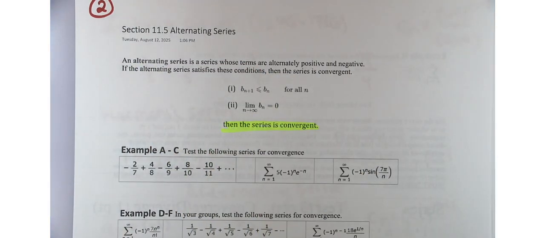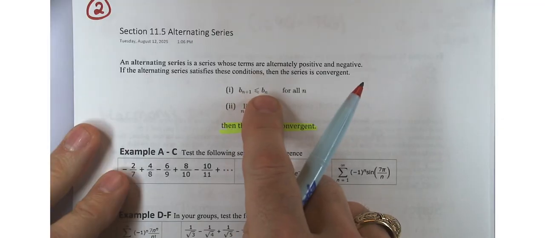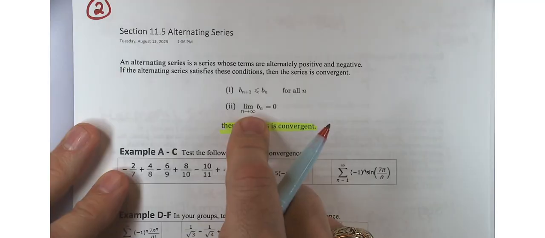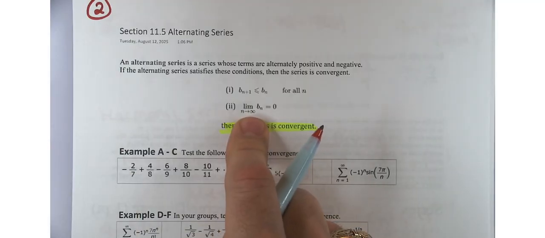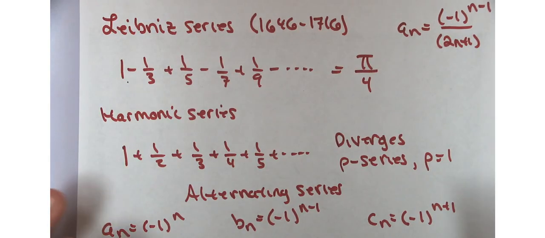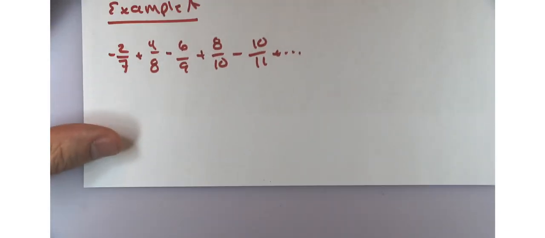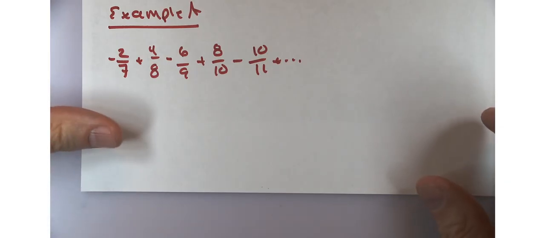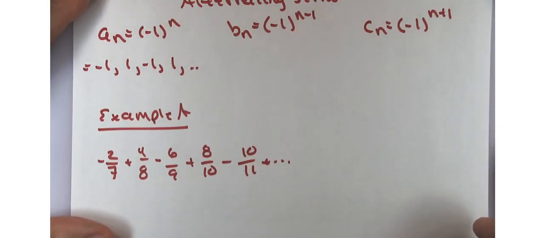To use this, you've got to take note of a couple things. First of all, your series has to alternate, and its terms must be non-increasing. And then secondly, your limit has to be 0. So let's see if we can apply a couple of these things to some series. The first one is right here, example A. And I guess what would help us out is if we understand a few things about alternating series. So let me back up a second here and talk about alternating series.